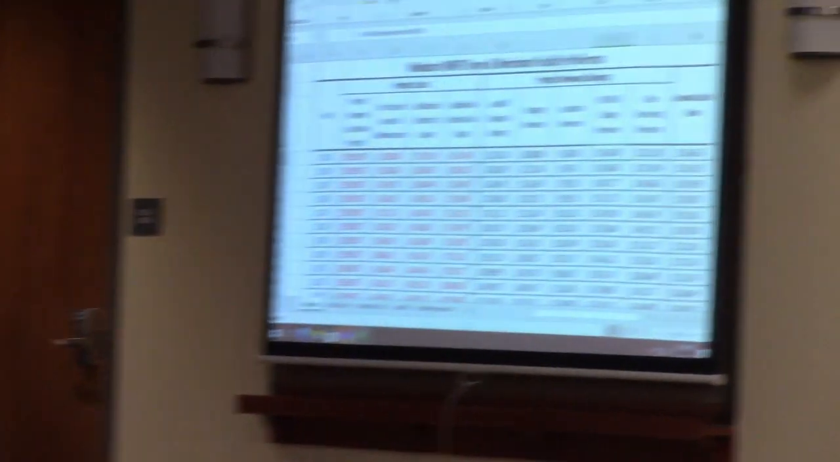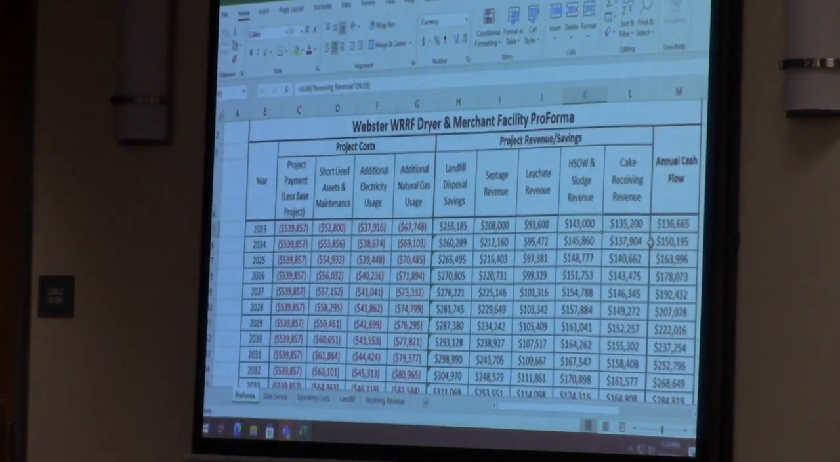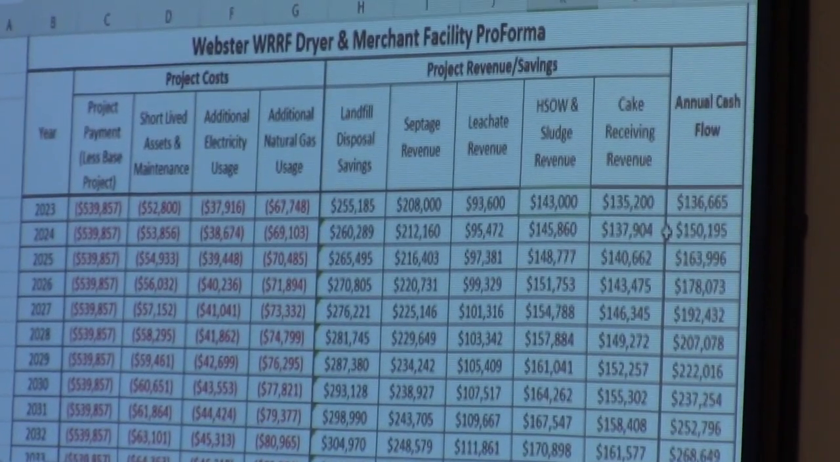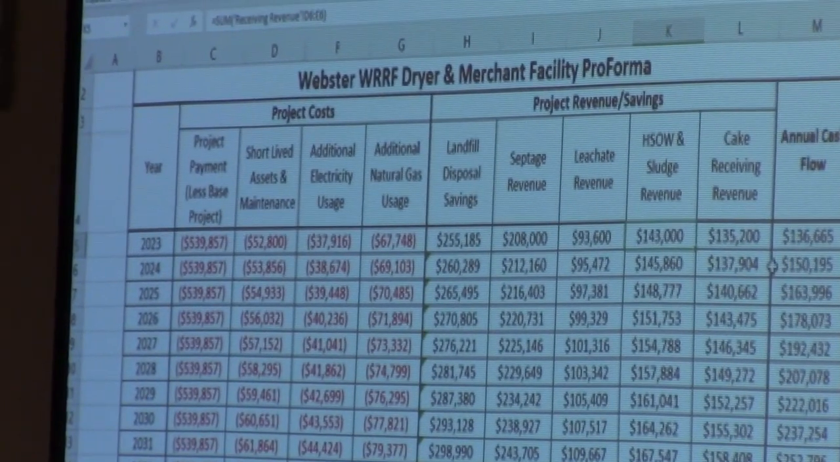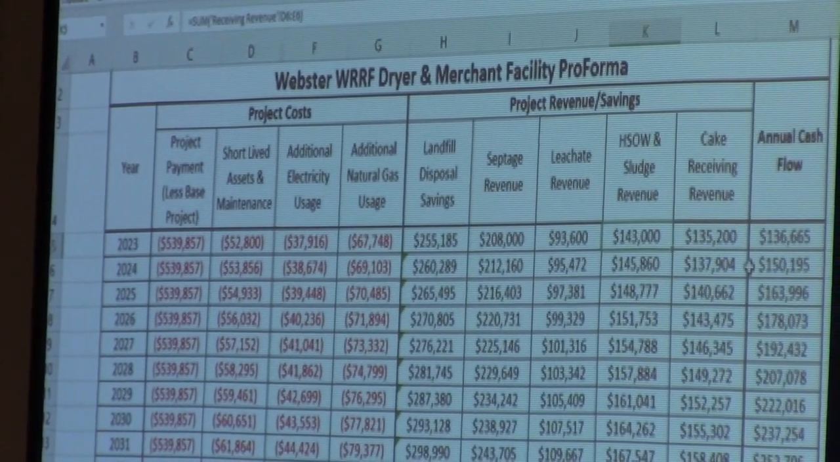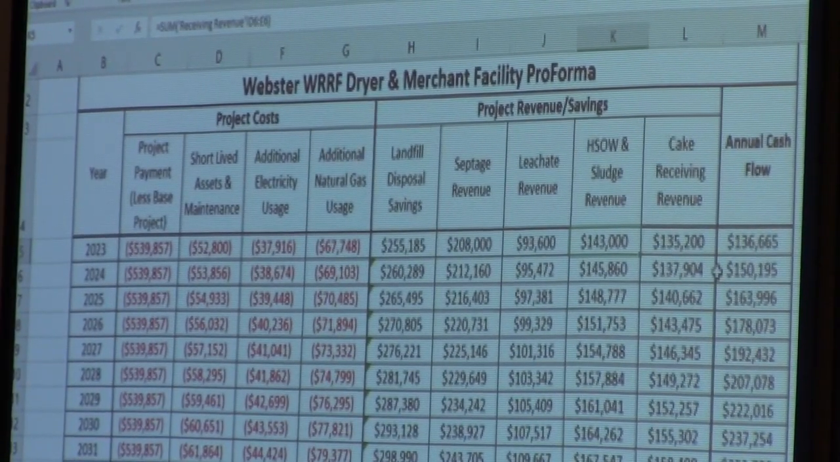So with all of that, year one, we're looking at an annual cash flow of $136,000. So that cash flow, again, the project payment is just for that 11 million. The annual cash flow of 136 would then go and feed into that 19 to 20 million that needs to be done anyways.